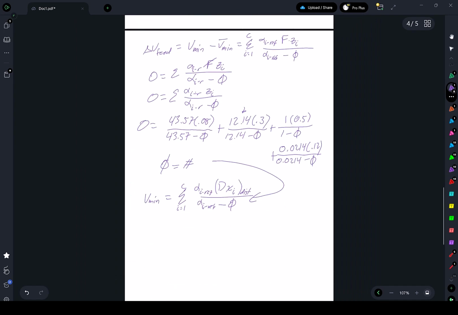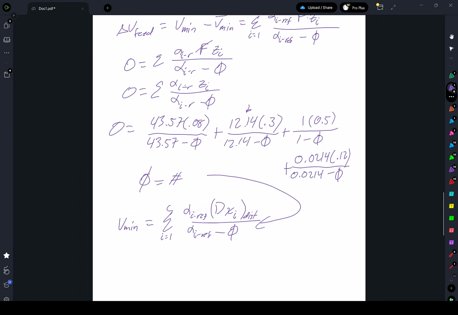If you have any more questions, please reach out to me. This x_i is going to be your component in the distillate, so you'll again have to do that using mass balance.